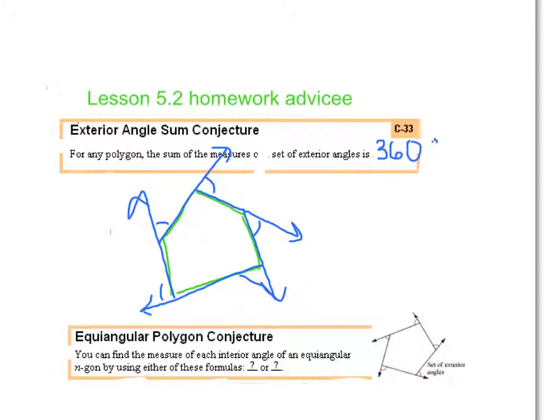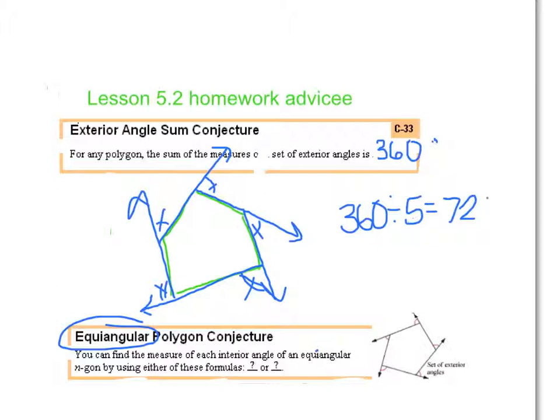You can use that fact to find the measure of one exterior angle in an equiangular polygon. If the total number of degrees in an exterior set is 360, and there happen to be 5 of them that are all congruent, you can find the measure of one by taking 360 divided by 5. Actually, 360 divided by the number of sides will give you the measure of one exterior angle in an equiangular polygon. How can we use that to find the interior measure?